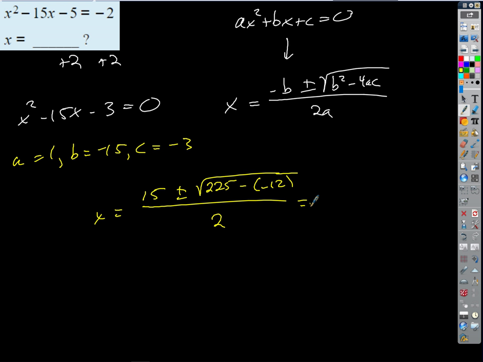So let's break this up into 2 parts. Let's get rid of the common denominator. So we're getting 15 over 2 plus or minus. There's my plus or minus. Well, what's that work out to be? 225 plus 12 is 237.